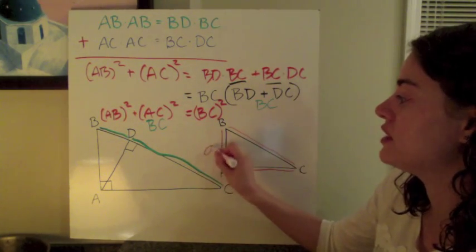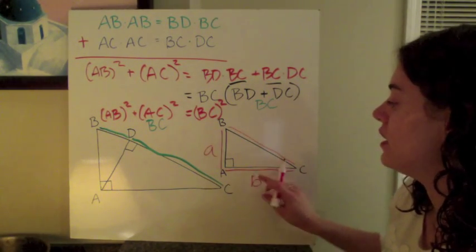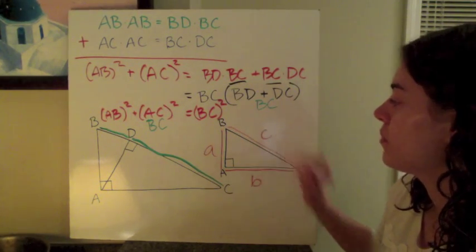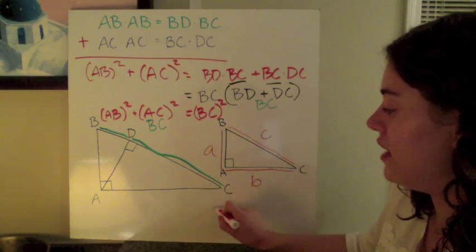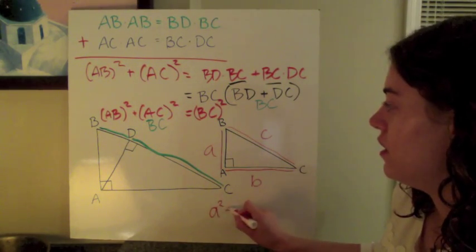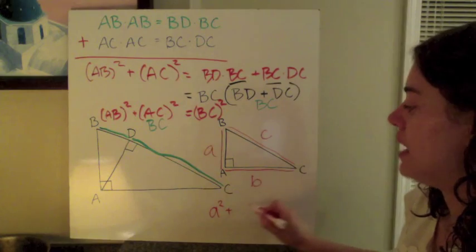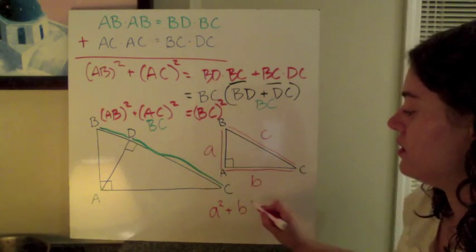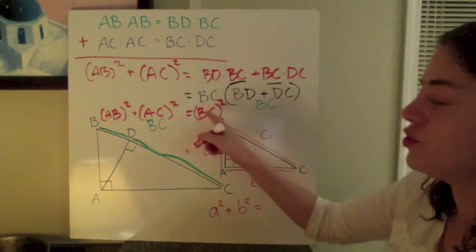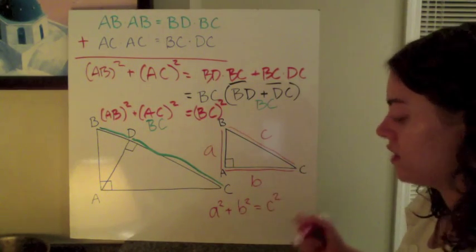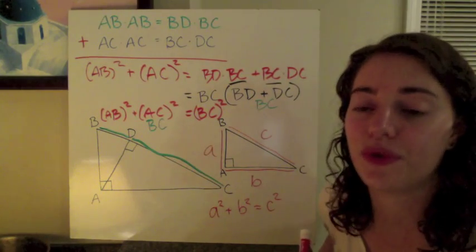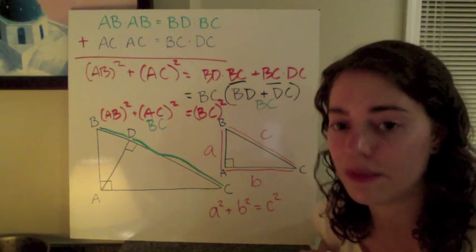So we usually see this as A, B, C for the sides. AB is now called A, so A squared, plus AC is now called B, and the squared stays, and that's going to be equal to BC, which we've now labeled C squared. So this is how you prove the Pythagorean theorem using similar triangles.